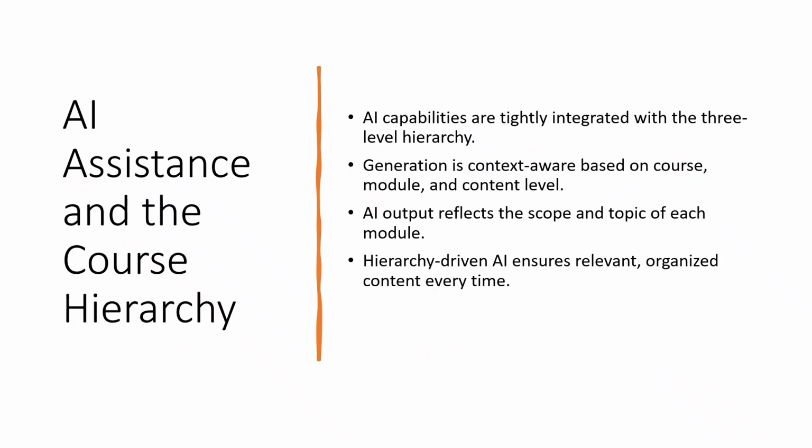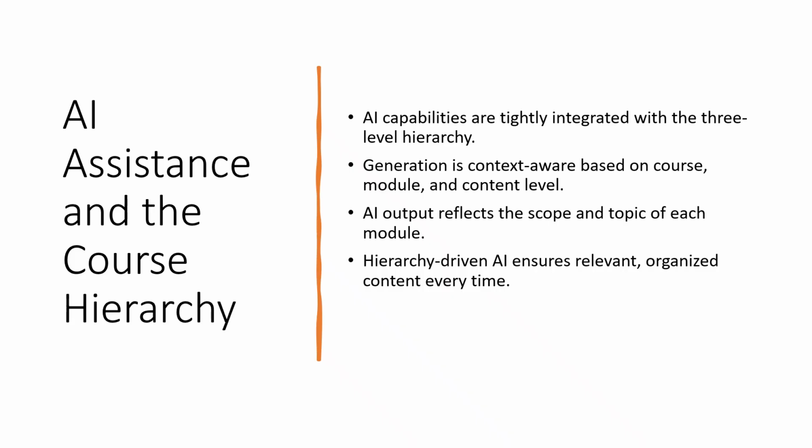One of the more technically significant aspects of PreseMaker's AI is how it connects to the course, module, and content hierarchy. The AI assistance built into the platform is not applied in a generic one-size-fits-all way. Instead, it operates with full awareness of where in the hierarchy the author is currently working. This means that when content is generated for a specific module, it reflects that module's topic and learning goals. The AI understands the scope and context of what is being built, so the output it produces is directly relevant to that particular area of the course, rather than being generic filler that requires heavy reworking.